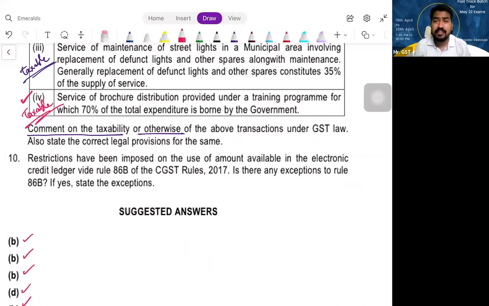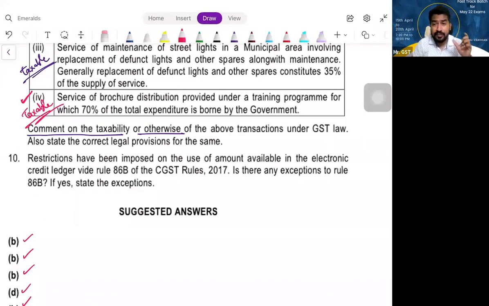Yes, sir. This is the reason why we should remember the important section numbers and rules at least. Because they don't say what concept they are testing here. It straight away said Rule 86B, that's all. What is Rule 86B? 1% of payment should be through cash when the value of supply exceeds 50 lakhs per month. Yes, exactly. So restrictions have been imposed on the use of the amount available in the e-credit ledger.